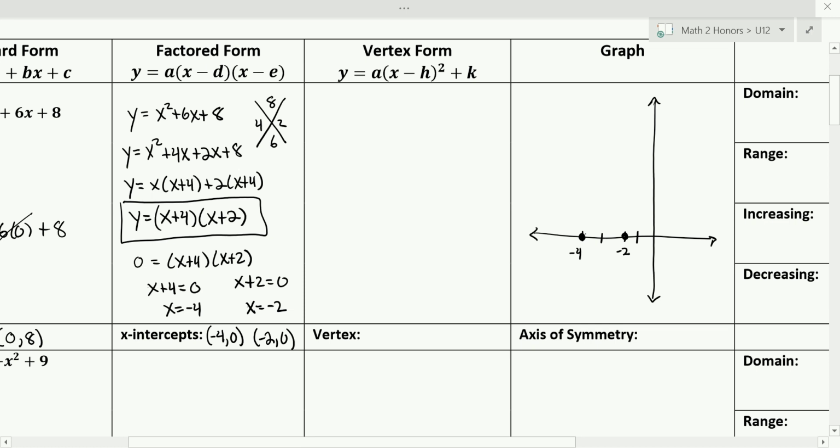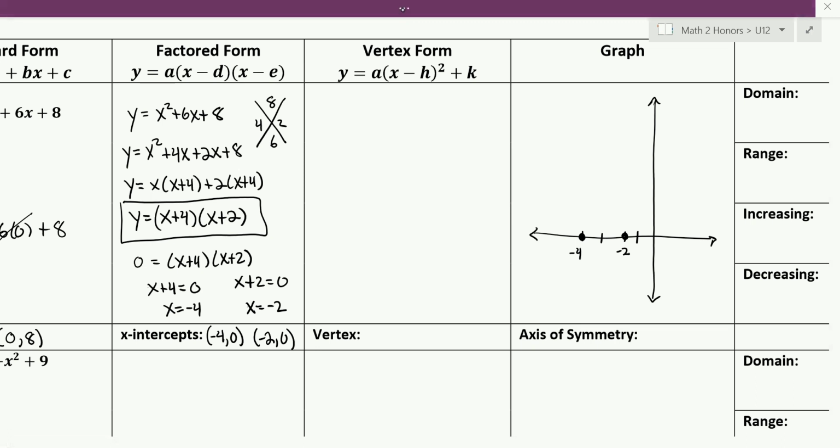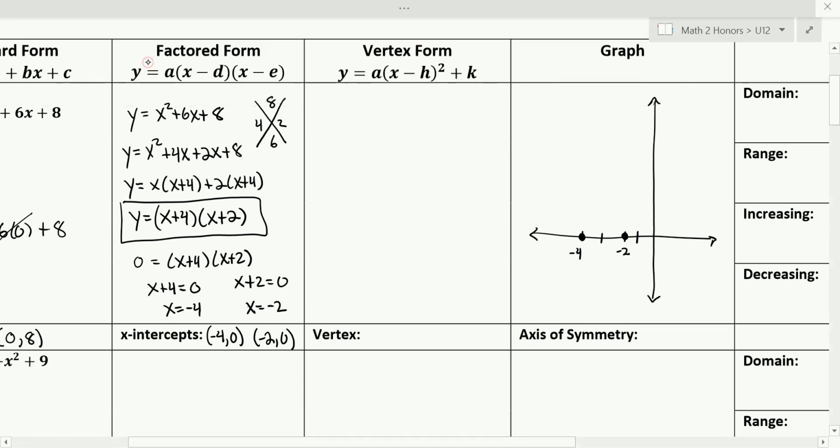And a parabola has symmetry, meaning it has a middle, and everything to the right of the middle reflects everything to the left of the middle. And so if I have my two x-intercepts, I know where the middle is. The middle is going to be right in between them, which is at what number? -3. And so the axis of symmetry is this vertical line that cuts right down the middle.